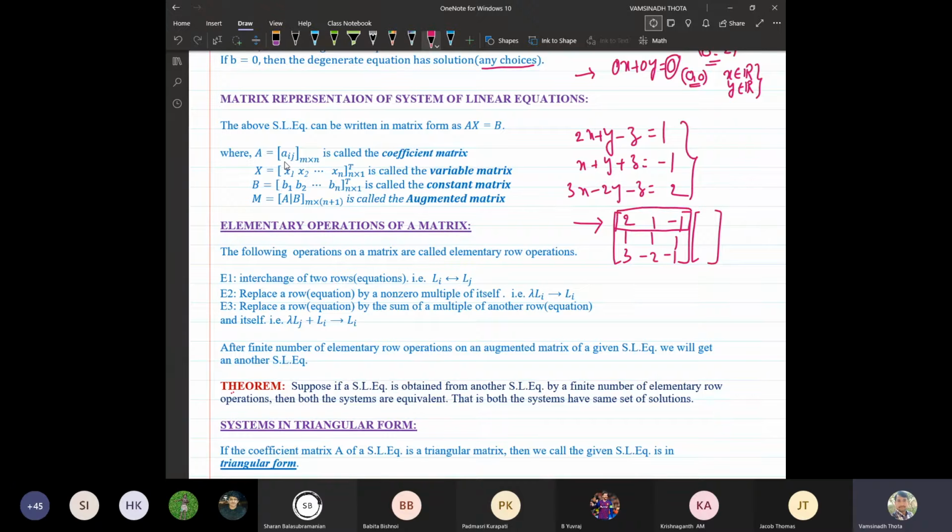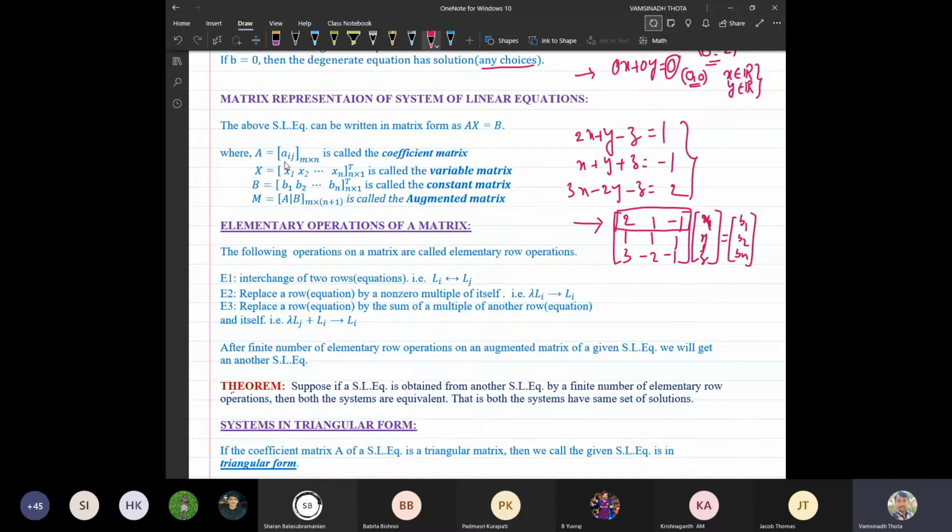Okay. Now, what about the next one? That is called X, the variable matrix, which consists of all the unknown variables. What are the unknown variables? x1 and so on; here, in this case, x, y, z. Three unknown variables are there. And then there is something called the constant matrix: b1, b2, and so on, bn.